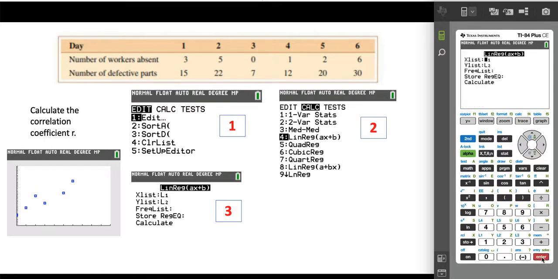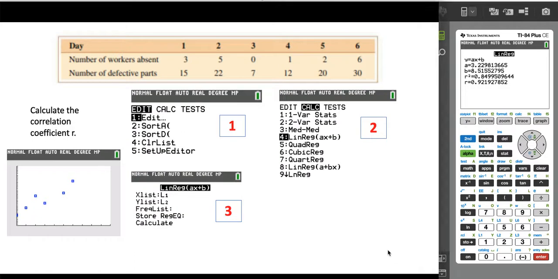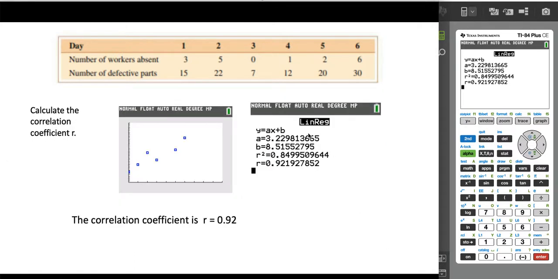Press Enter. That brings up this screen. We put our independent variable in list 1, our dependent variable in list 2. Frequency should remain empty. We could store the regression equation in our calculator, but we'll skip that for now. And we'll press Calculate. I have this screen on the next PowerPoint screen. So this value right here is the correlation coefficient.